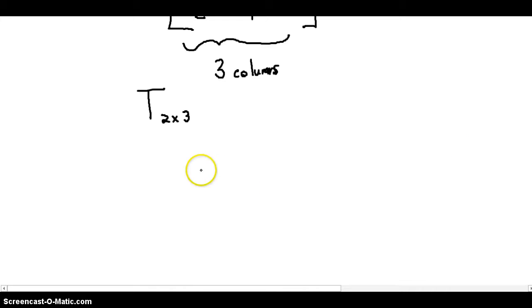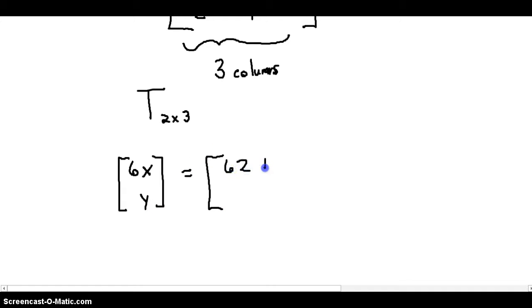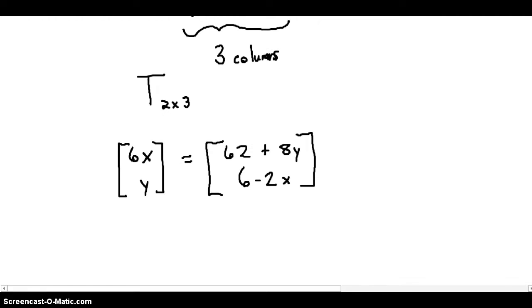So let's take a look at an example. Say we have a matrix 6x and y here. We want to set that equal to 62 plus 8y and 6 minus 2x. So if we say these two matrices are equal, that means every element in the first matrix has to be equal to every element in the second matrix.